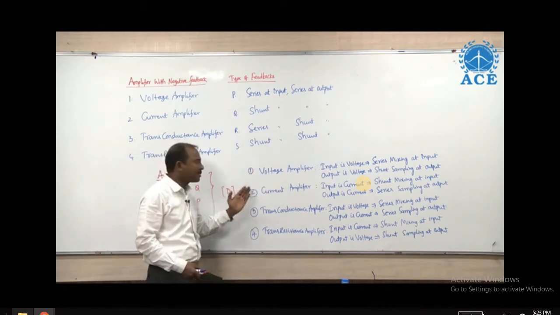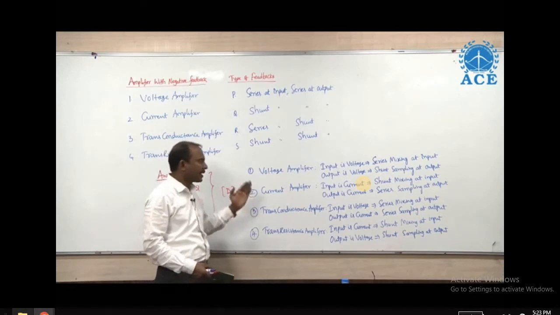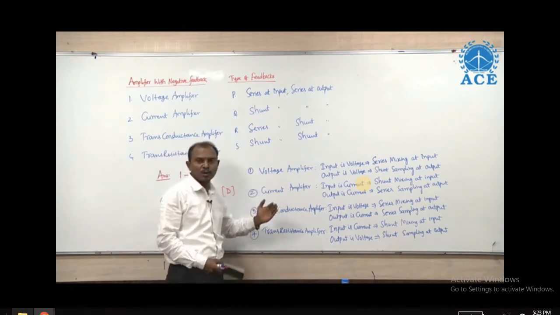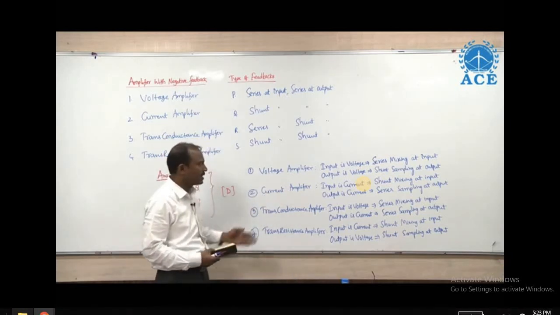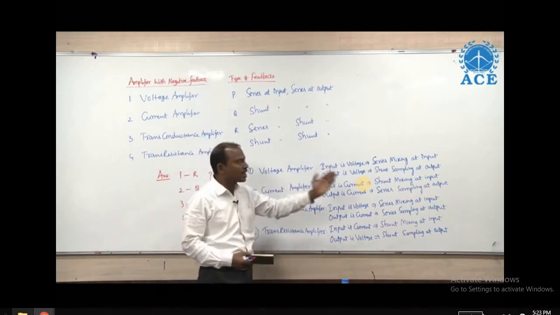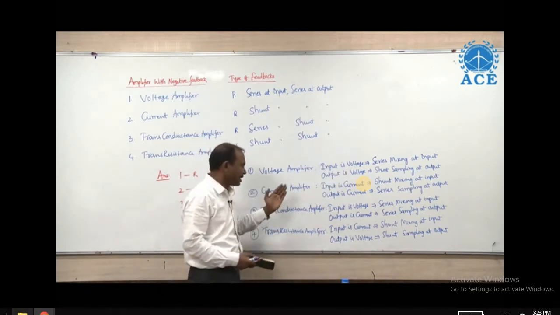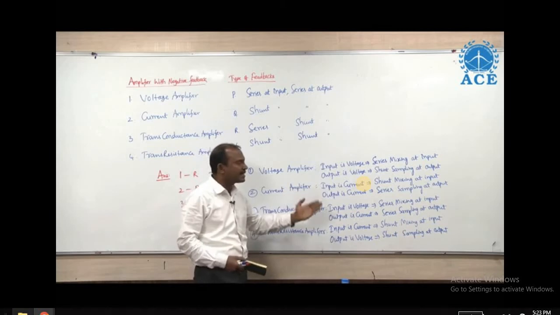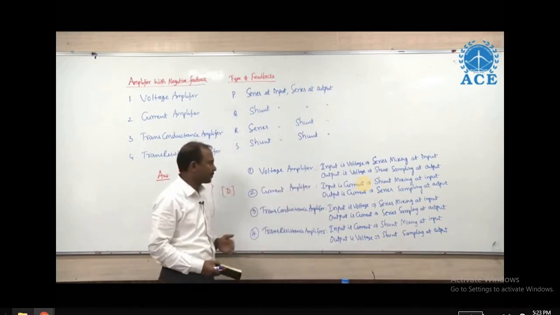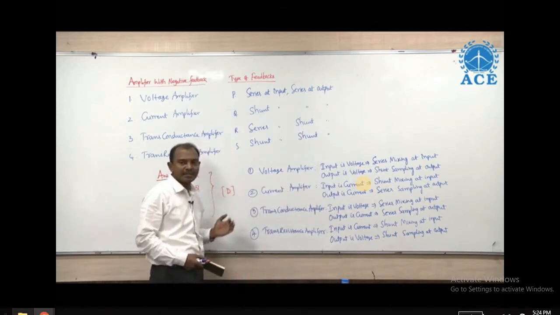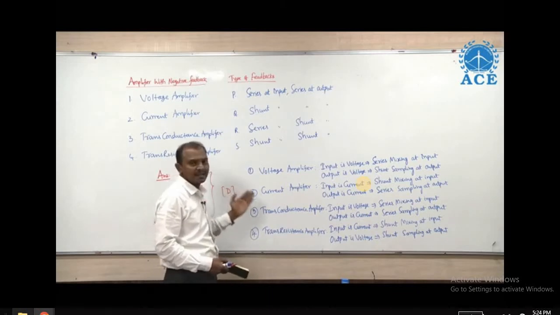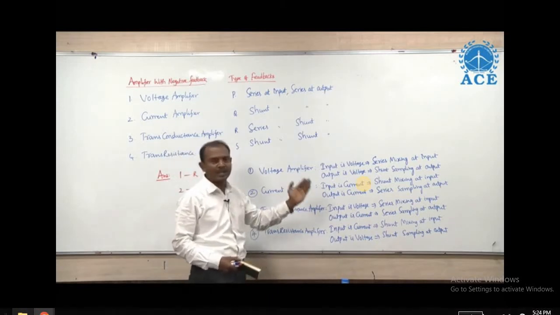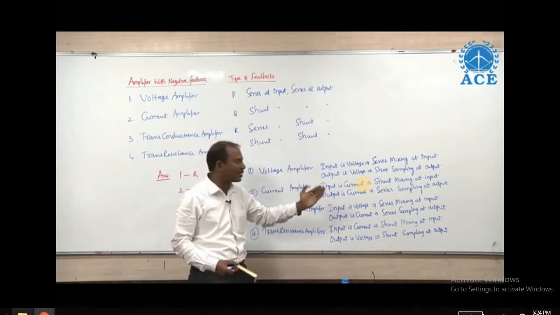Considering the current amplifier as reference here, we know in a current amplifier both input and output are currents only. Since the input is current, shunt mixing at input is required. Since the output is current, series sampling at output is required. Coming to the transconductance amplifier, the input is voltage, therefore series mixing is to be implemented at the input side.